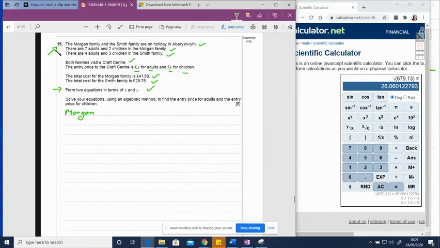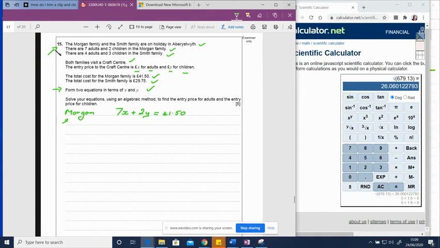In the Morgan family, there are 7 adults and 2 children. The price for 1 adult is X number of pounds. So for 7 adults, it's 7X. There are 2 children in the family. The price for children is Y pounds. So if we add 2Y, 7X plus 2Y is how much it costs for the family to get in. And we know that is equal to £41.50 because we're told.